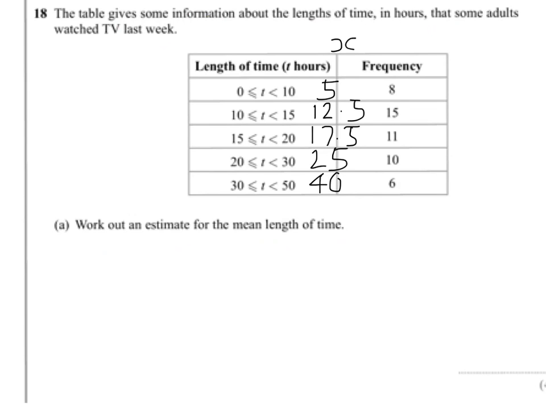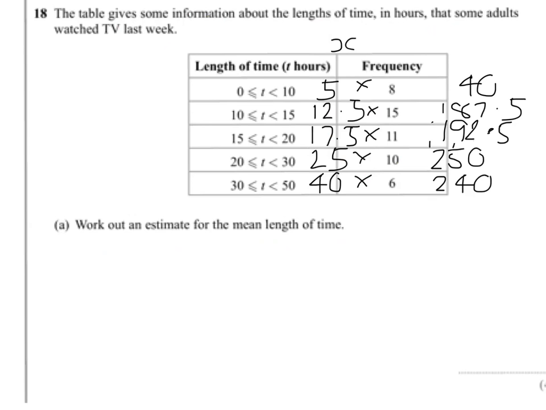We think of that as being the actual length of time, it's an estimate, and we times it by the frequency. We multiply 5 by 8 to get 40, and then we do all the others, so we multiply these two, these two, these two, these two, so we'll do that next. So we now add up our frequencies, and then we add up our totals, so we'll do that next.